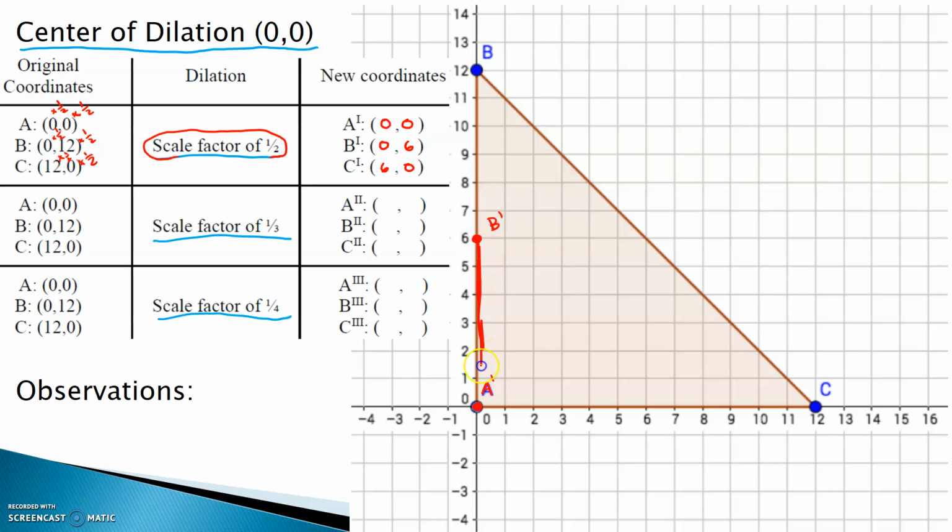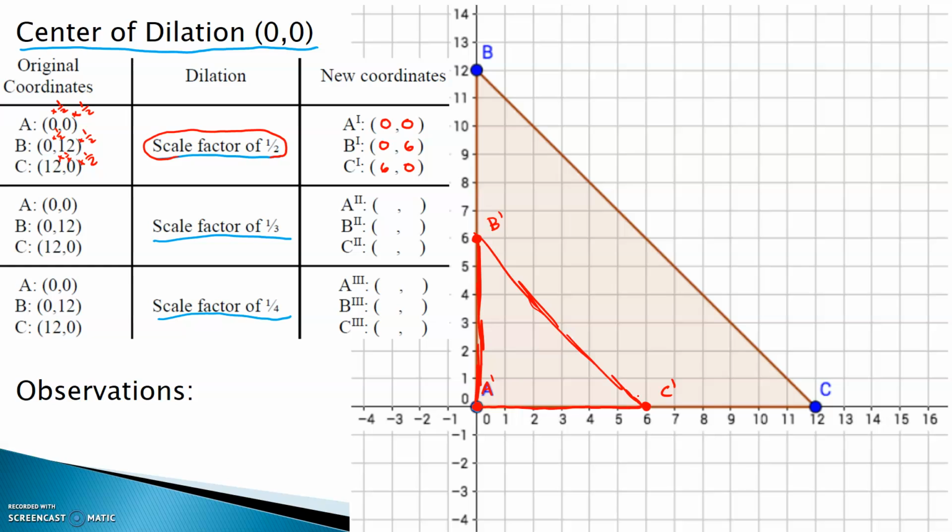Okay, so there we have it. And then what about my C prime? Well, same thing, getting pulled towards the origin because this one was a reduction. All right, and there we have it. That's my new C prime. If I can hopefully get that as straight as possible.